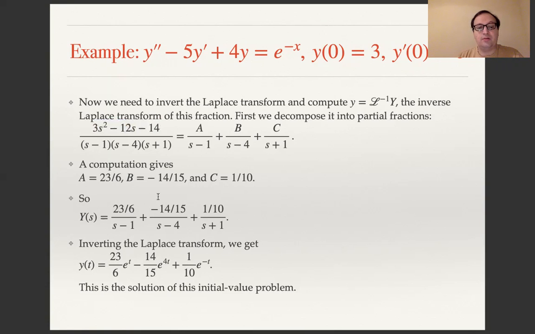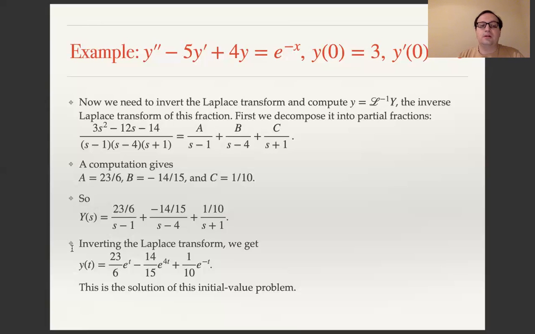Anyway, whether you do the computation by this method or by some other method, we get these values for a, b, and c, and this means that we get a partial fraction decomposition of capital Y. So capital Y of s is 23 over 6 over s minus 1 plus minus 14 over 15 over s minus 4 plus 1/10 over s plus 1.